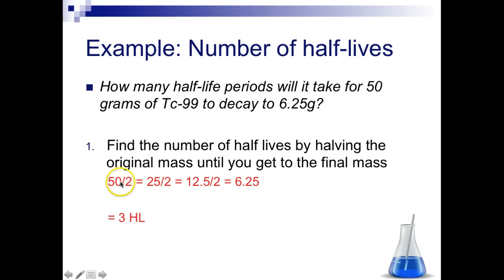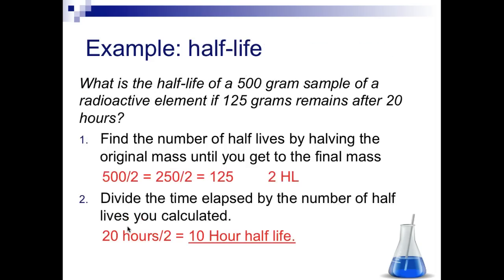So we start off with 50 cut in half is 25. 25 cut in half is 12.5. 12.5 cut in half is 6.25. How many times did we cut that in half? That will tell us how many half-lives we have. So that's 1, 2, and 3. So we cut that in half 3 times, which means that it took us 3 half-lives for technetium-99 to decay from 50 grams to 6.25 grams.